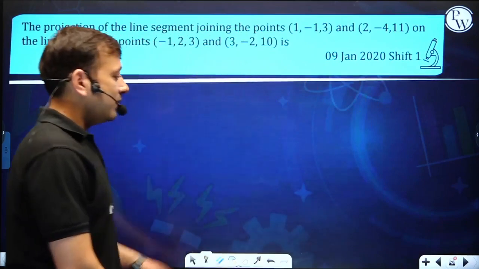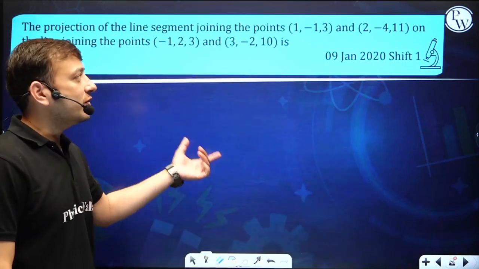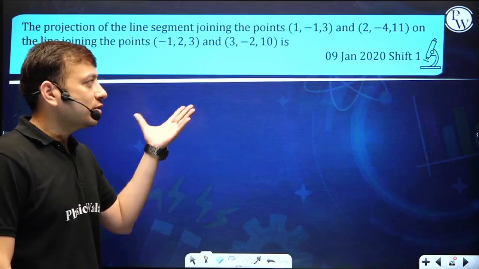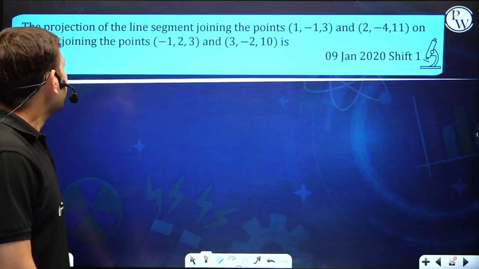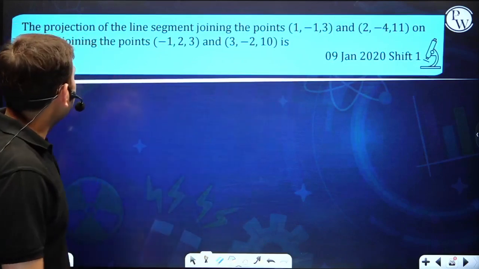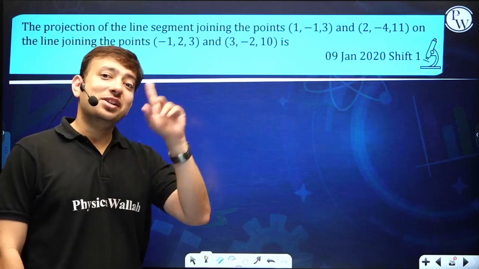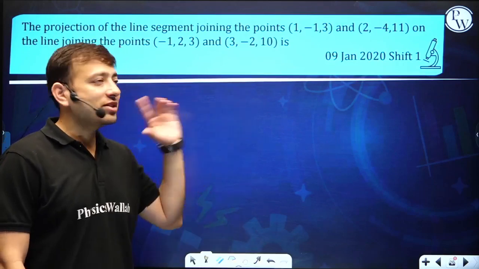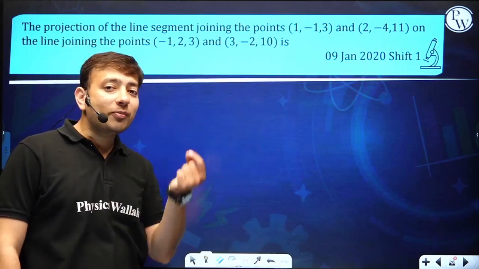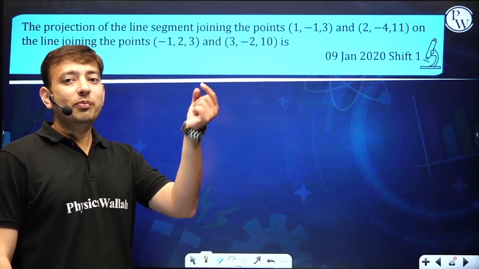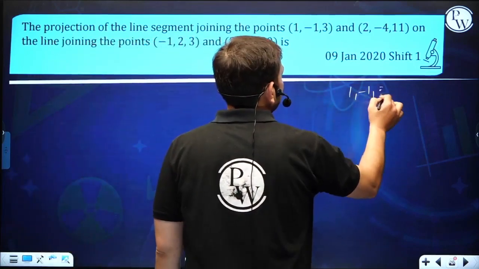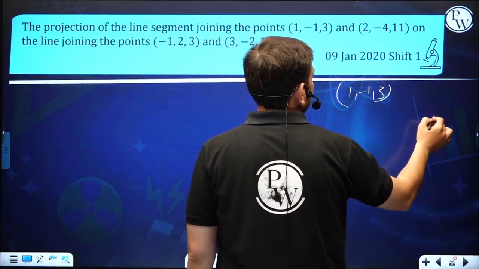Next. Because many questions are there, I need to tell you and make you confident that all the questions which are coming are direct formula based or theory based, what we have done in the class. The projection of the line segment joining the point on the line joining the point. Now, we did the projection question, right? These are special lengthy questions. Why? Because for projection you need to find the foot of perpendicular. Foot of perpendicular. That means this is one point and this is one point, suppose.